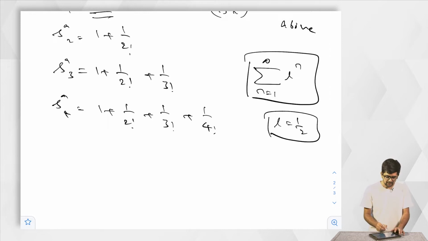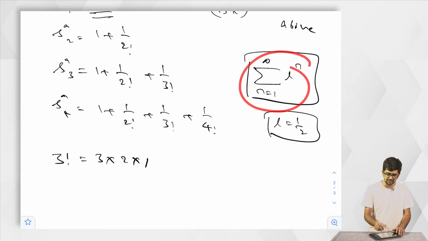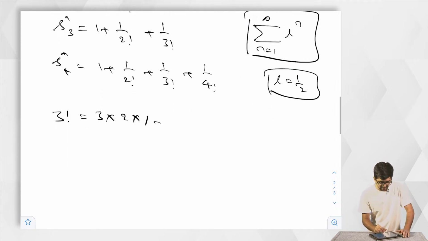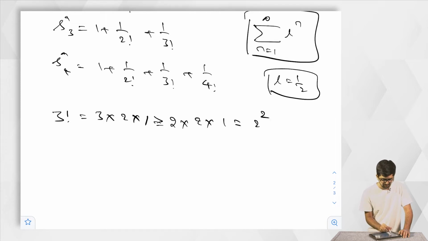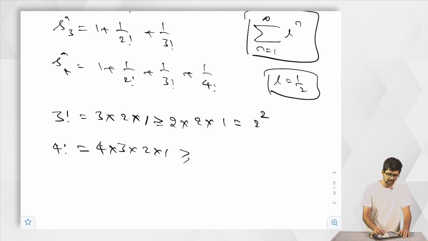Observe the following: 3 factorial is 3 times 2 times 1. So we are trying to estimate this with the third term of the partial sums associated to this series. Observe that this is greater than or equal to 2 times 2 times 1, that is 2 square, and 4 factorial is 4, 3, 2, 1. Again I am keeping 2 as a reference point. One can try with 3, 4, anything. 1 by 2 is the first choice that I can think of, a number less than 1.